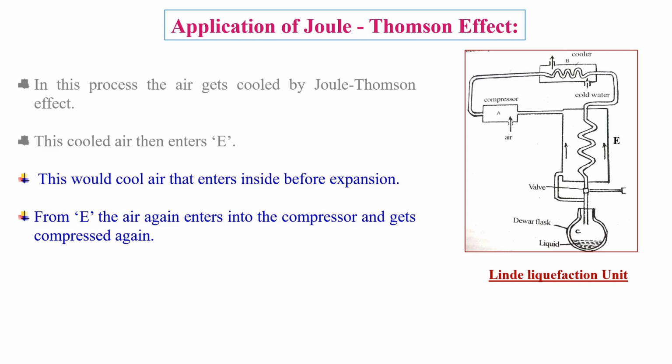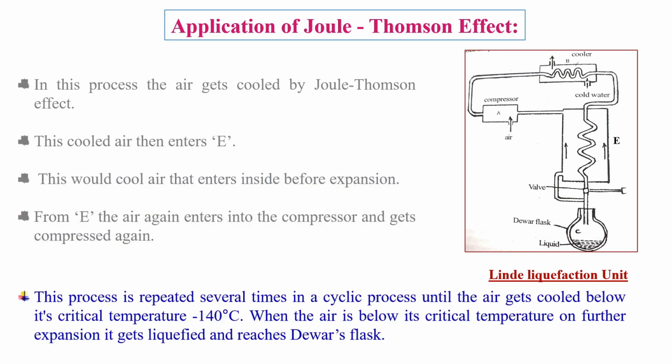From the chamber E, the air again enters into the compressor and gets compressed again. This process is repeated several times in a cyclic process until the air gets cooled below its critical temperature, minus 140 degrees centigrade. When the air is below its critical temperature, on further expansion it gets liquefied and reaches the Dewar flask. This is how the air gets liquefied by the process called Linde's liquefaction.